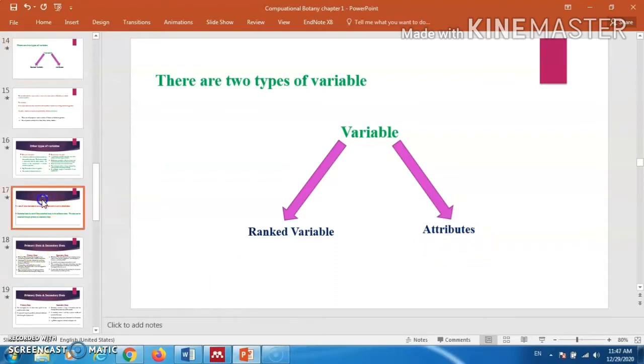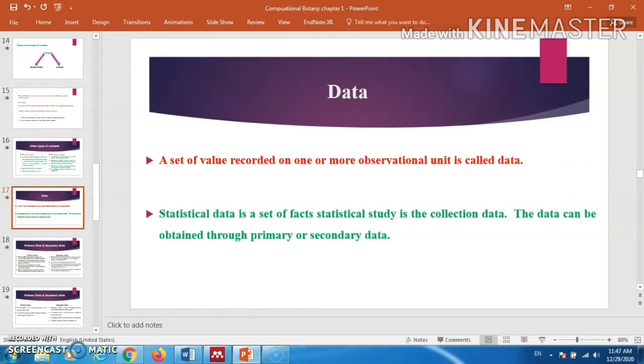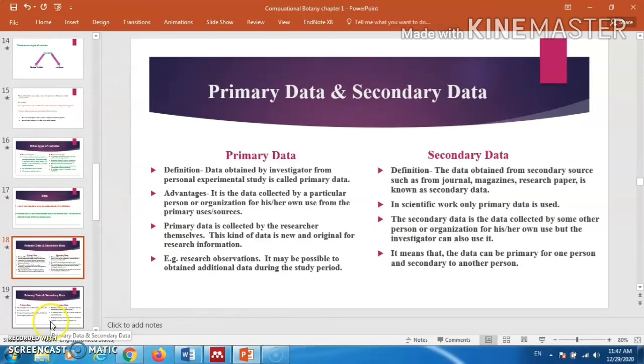Then we have seen that to study the sample we have to collect the data of that sample. So we have also seen the definition of data. Let us see about the two types of data. Generally, there are two types of data, which are called primary data and secondary data. In the last lecture, we also saw some introduction about primary data and secondary data.